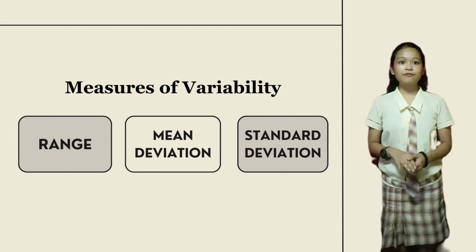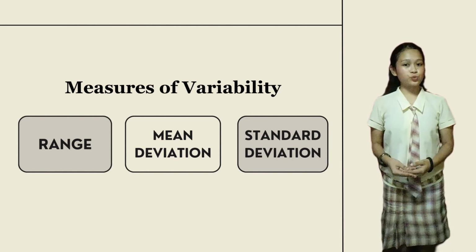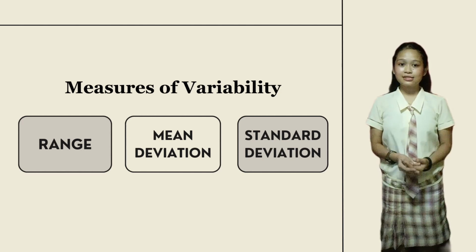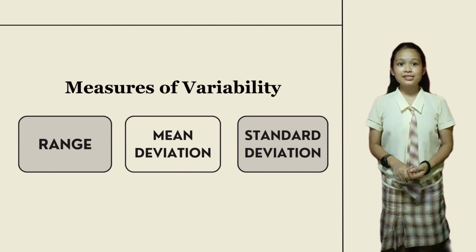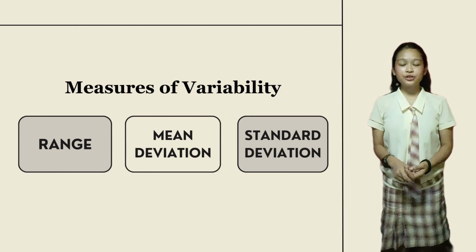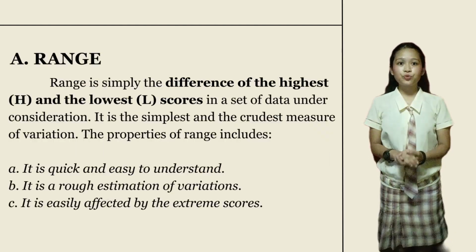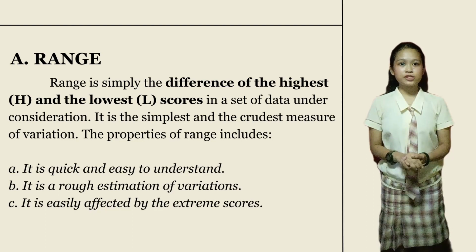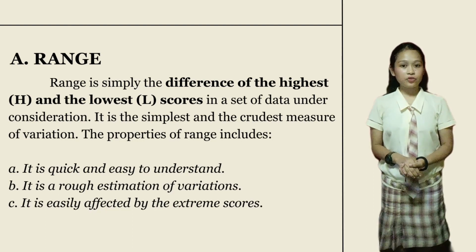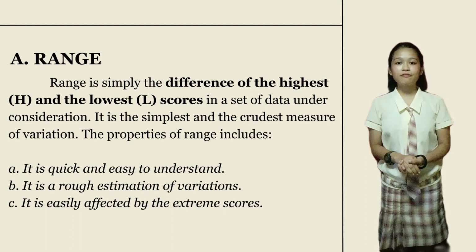So these measures are valuable tools for teachers as they provide insights into students' performance, help assess fairness, identify outliers, set expectations, improve instruction, and contribute to data-driven decision-making in education. So let's have first the range. Range is simply the difference of the highest score and the lowest score in a set of data under consideration. It is the simplest and the crudest measure of variation.